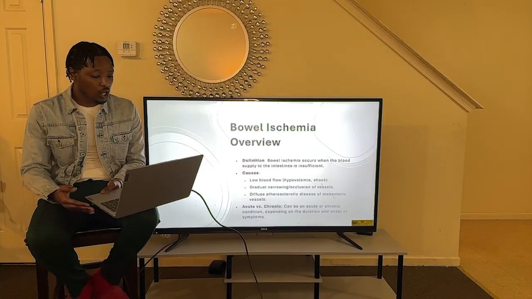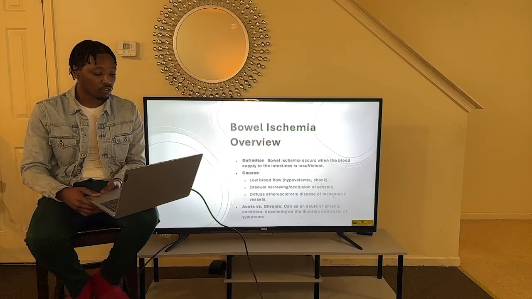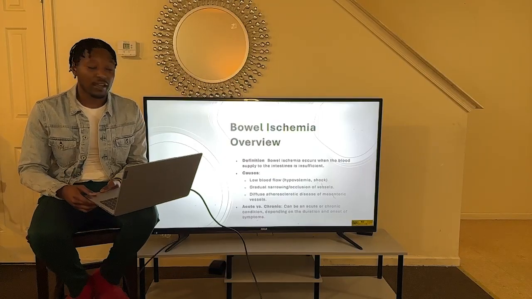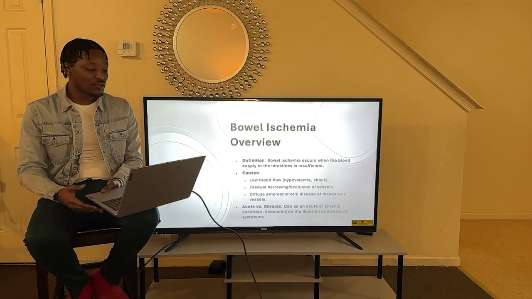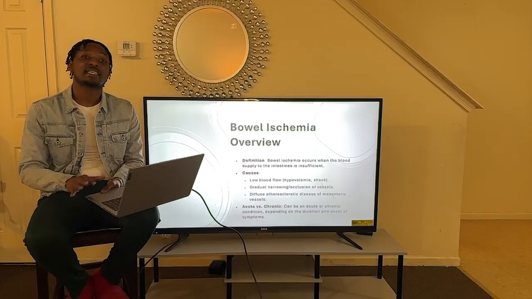Diffuse atherosclerotic disease of mesenteric vessels. Very difficult words. Acute versus chronic. This can be an acute or chronic condition depending on the duration of the onset of symptoms.